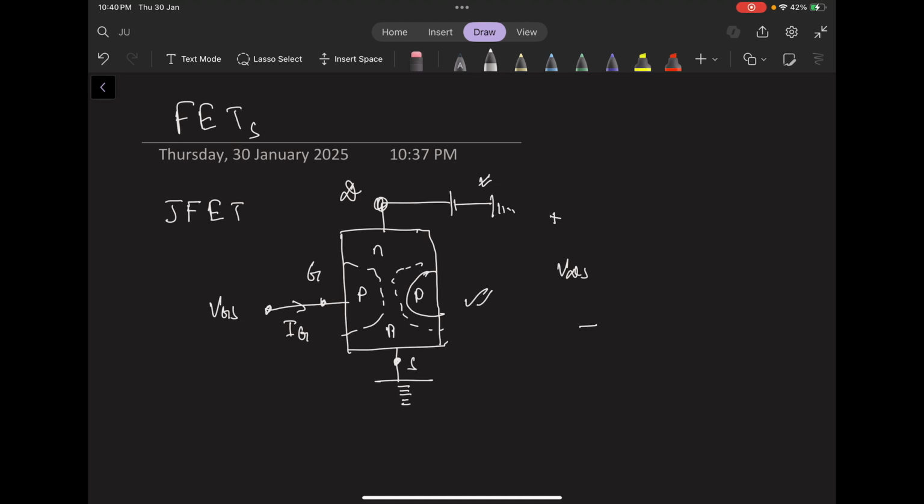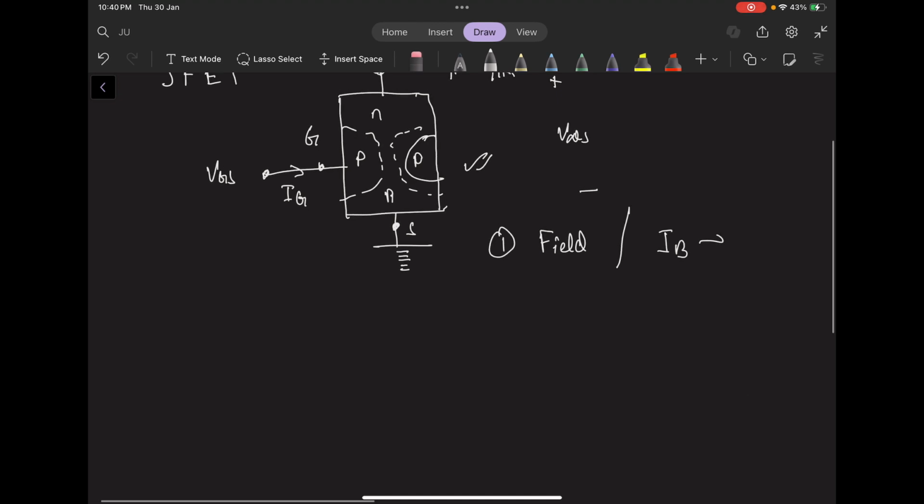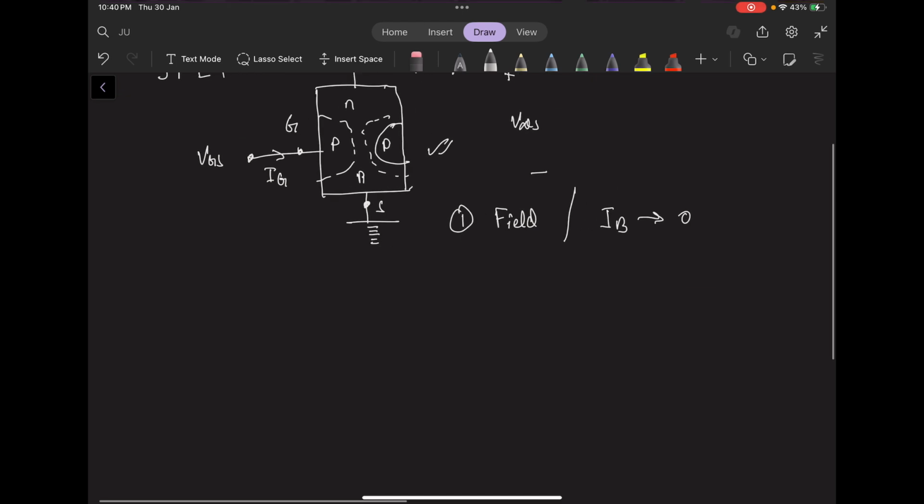But first we need to learn how this transistor basically works. The first thing is this works due to the effect of an electric field instead of the base current that we were working with earlier. So we are basically trying to get this base current to almost zero. Therefore, remember that base impedance that we were talking about in case of a BJT.